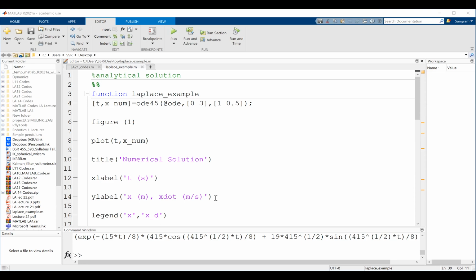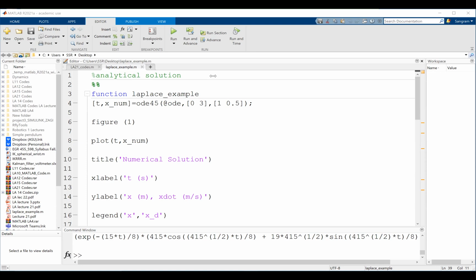So you can use this script to solve any problem. Now, the advantage of the Laplace transform is not just solving the differential equation, but that it enables us to find something called transfer functions. A transfer function is nothing but the Laplace transform of the output divided by the input.